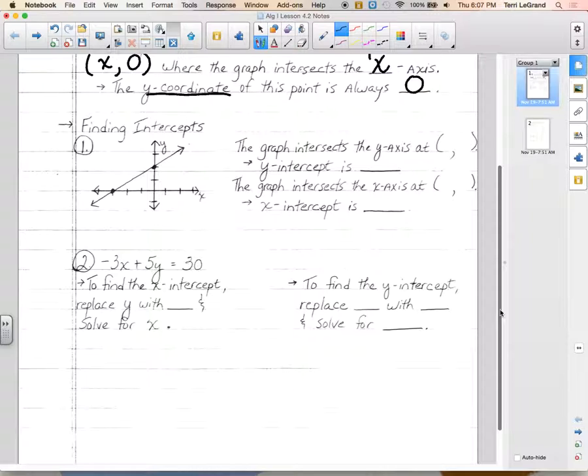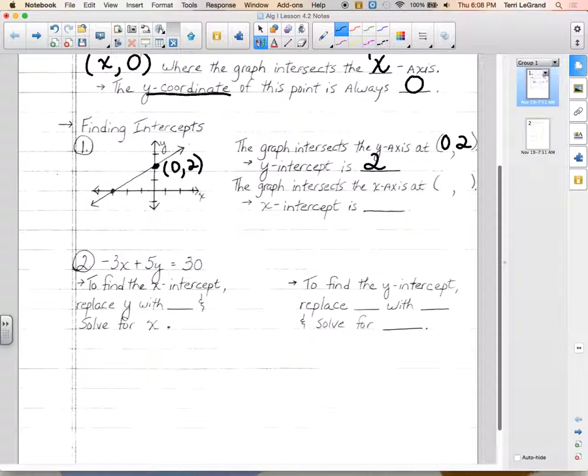So where does the graph cross the y-axis? It's crossing right here, and what is that one's ordered pair name? It is 0, and it's up 2, so it's ordered pair 0, 2. So that makes the y-intercept then. Remember, the y-intercept is the y-coordinate of that point, so the y-intercept is 2.